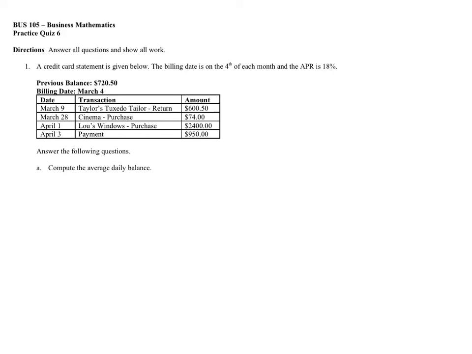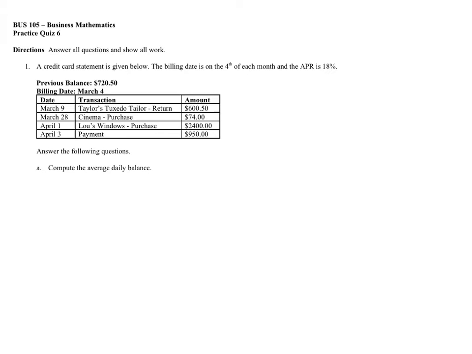For this question, we're given a credit card statement. We're told the billing date is on the 4th and that the APR is 18%. So for this statement here, there was a billing date on March 4th and there was a previous balance of $720.50. So eventually we would like to figure out, well, what's the new balance going to be when we get to April 4th, which is the next month.